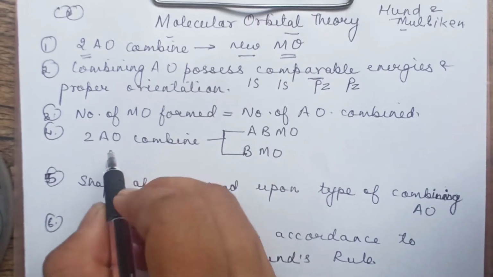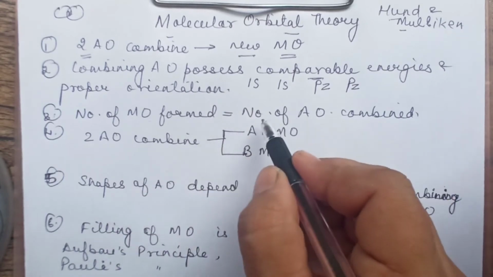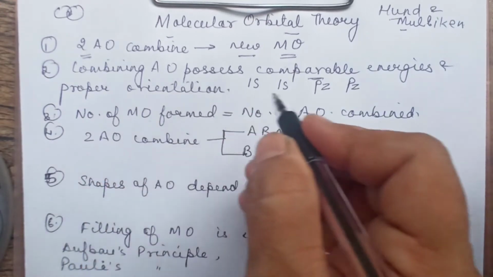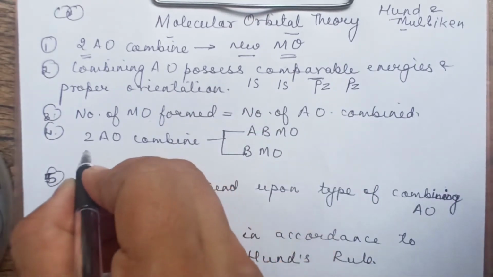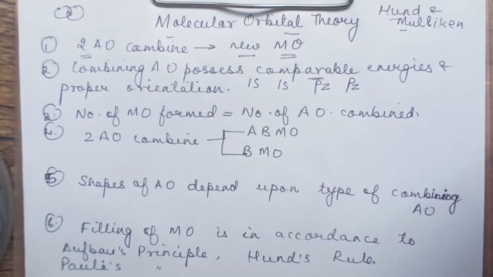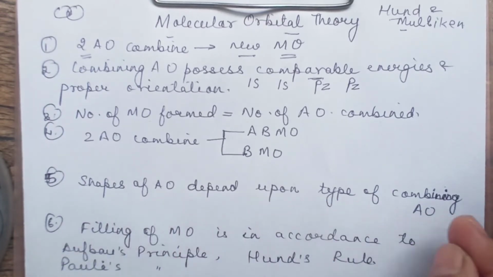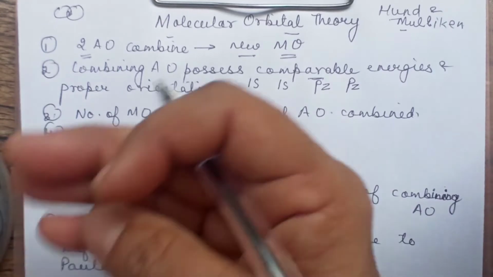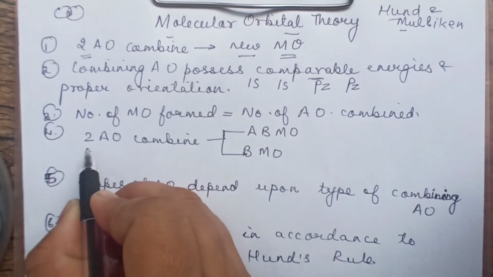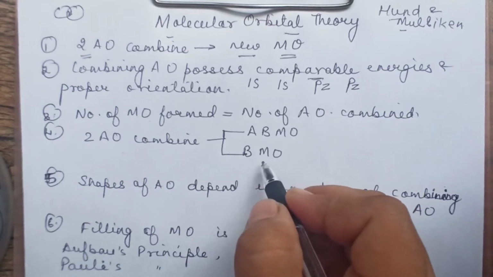The next point says the number of molecular orbitals formed is always equal to the number of atomic orbitals combining. That means if two atomic orbitals are combining, two new molecular orbitals will be formed. For p, PX, PY, PZ, there are 3 atomic orbitals, so 3 of these and 3 of another atom will combine and form 6 new molecular orbitals. How we are going to represent them, we will discuss.